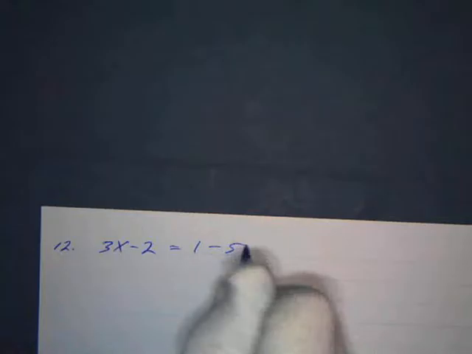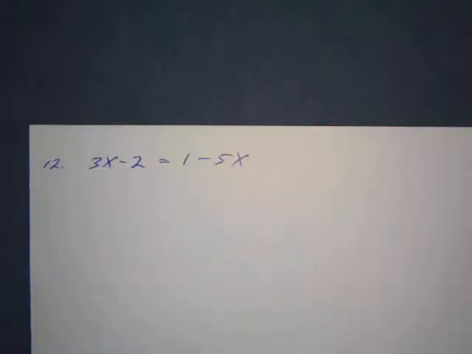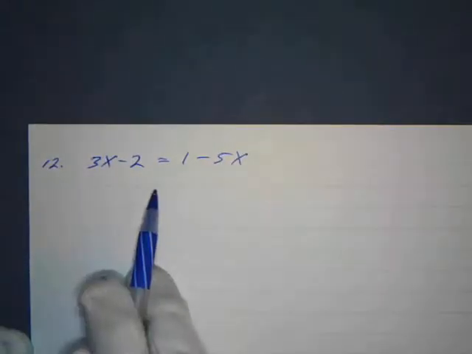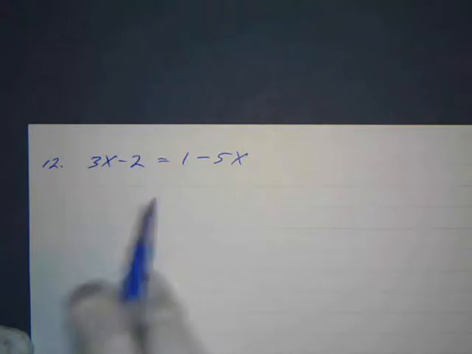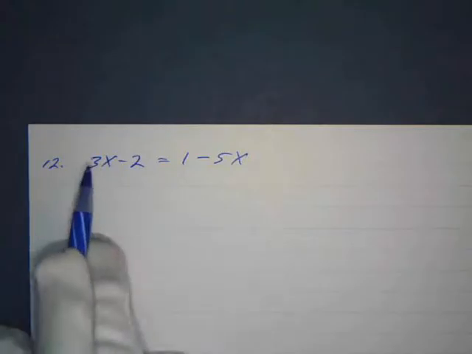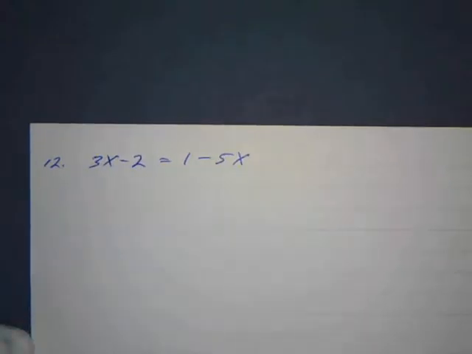And this is 3x minus 2 equals 1 minus 5x. And again, I've got x's on both sides. So I would try to get all the x's where there are more positive x's. So I've got positive 3 and negative 5, if I can.